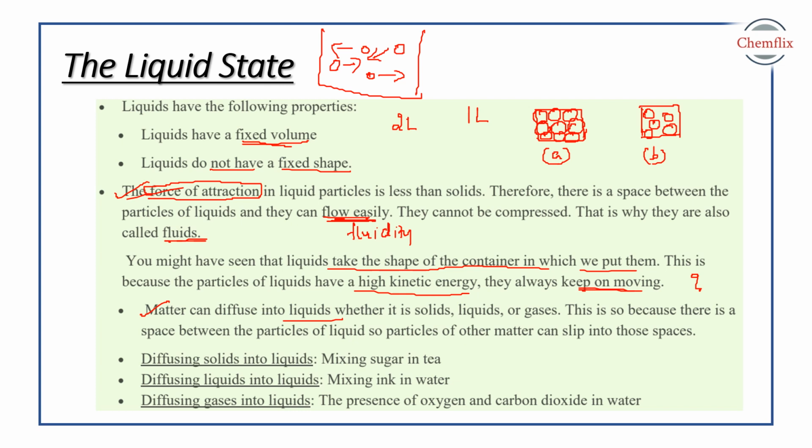And of course, I'm going to add carbon dioxide to water to get carbonic acid, or soft drinks. So this is all because there is space between the particles of liquid. You can see there is space between the particles of liquid, so particles of other matter can slip into those spaces.